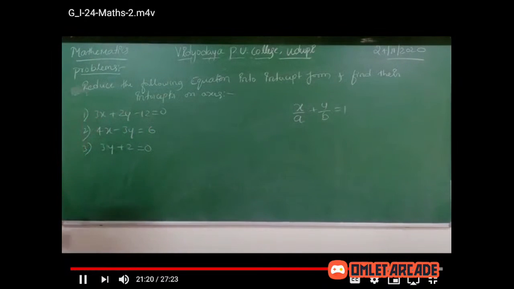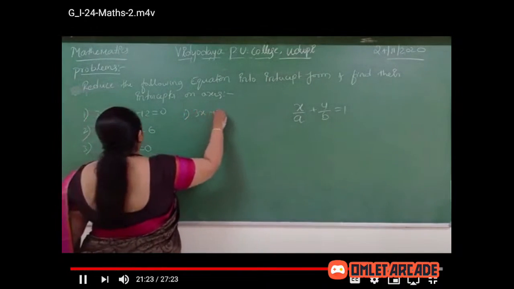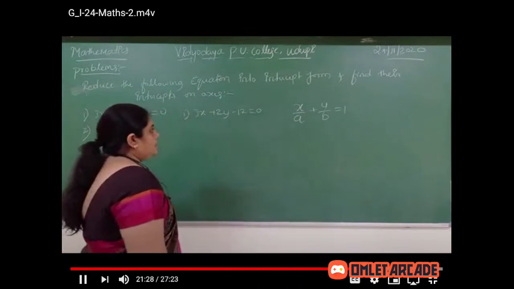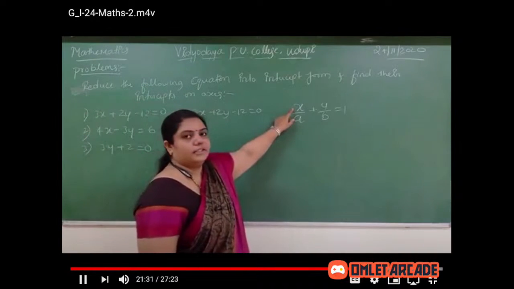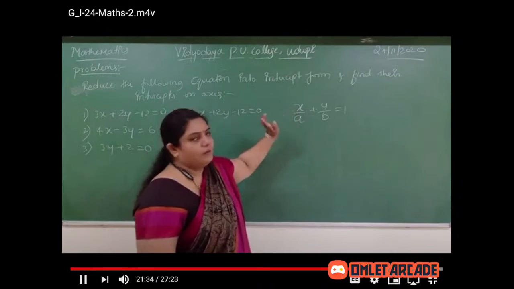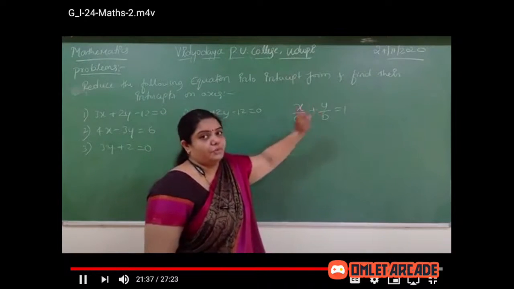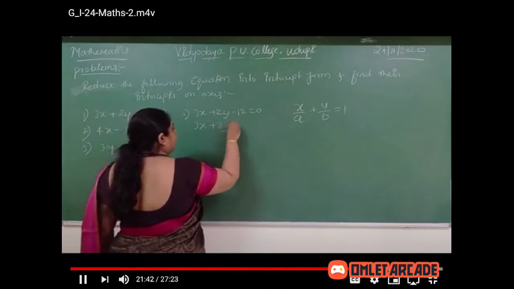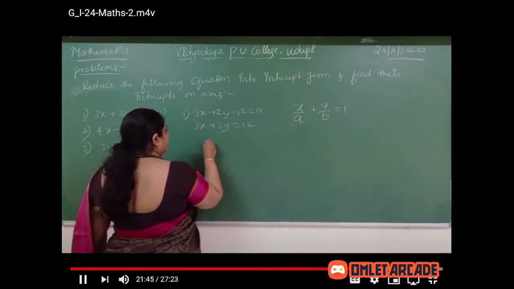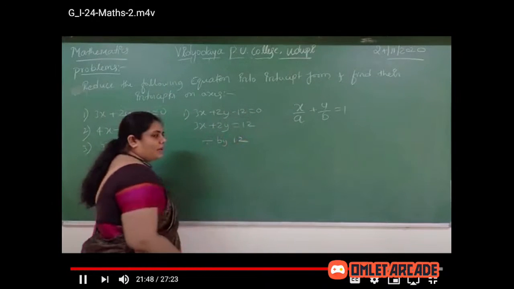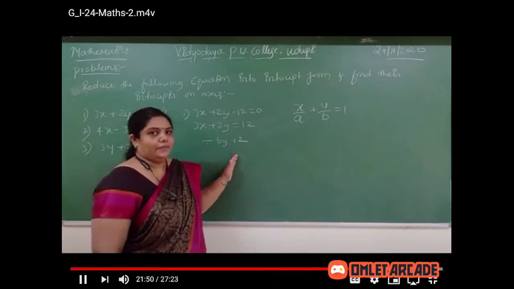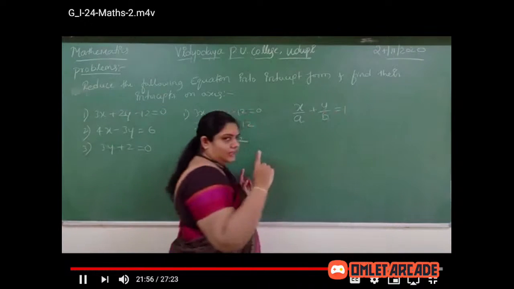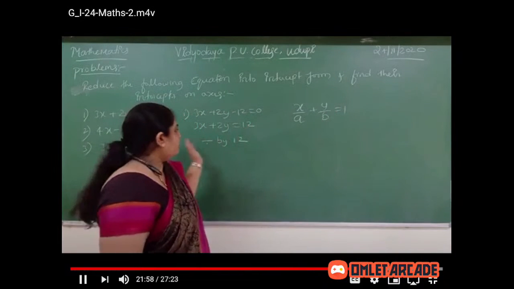So we'll see the first question: 3x plus 2y minus 12 is equal to 0. You have to convert this into the intercept form. In the denominator form, the coefficient of x should be 1 and the coefficient of y should be 1. So I can write the same equation as 3x plus 2y is equal to 12 and divide throughout by 12. Why divide by 12? Because in the RHS, while converting into intercept form, the RHS should be 1. So I am just making this 12 as 1.